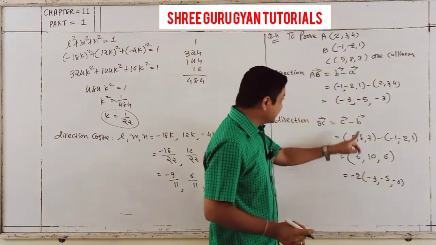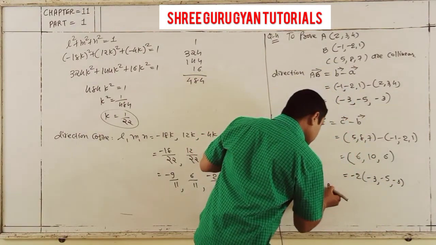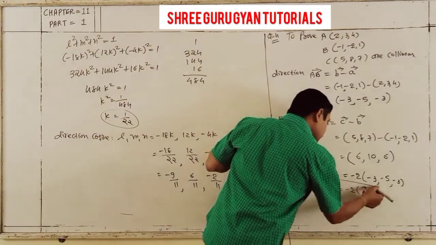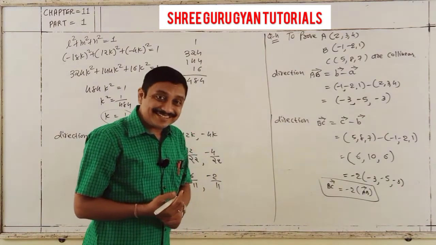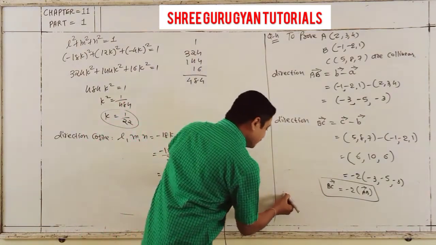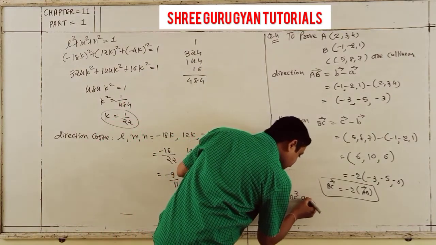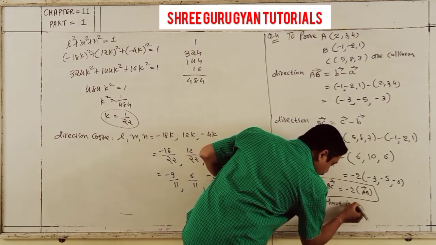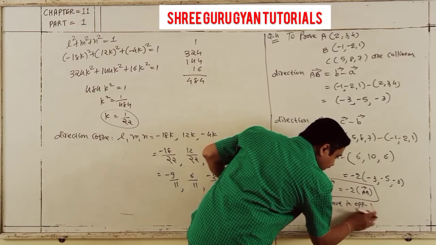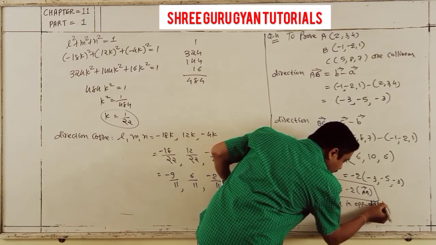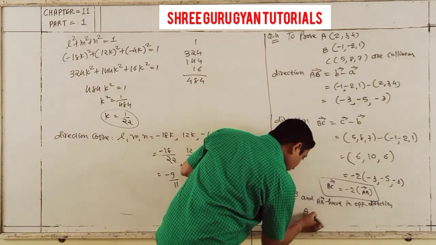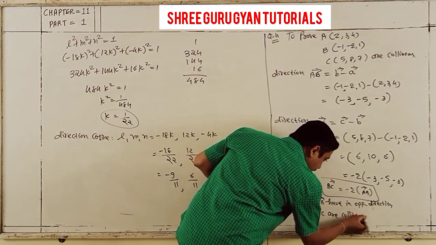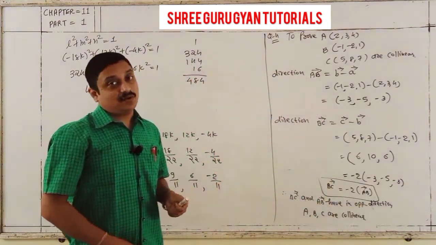Same as it is exactly to AB directions. So students, BC is equal to minus 2 times AB, and check here directions are in the minus, so opposite directions. Therefore BC and AB have opposite direction. Therefore A, B, C are collinear, and you will check simple way here collinear is done.